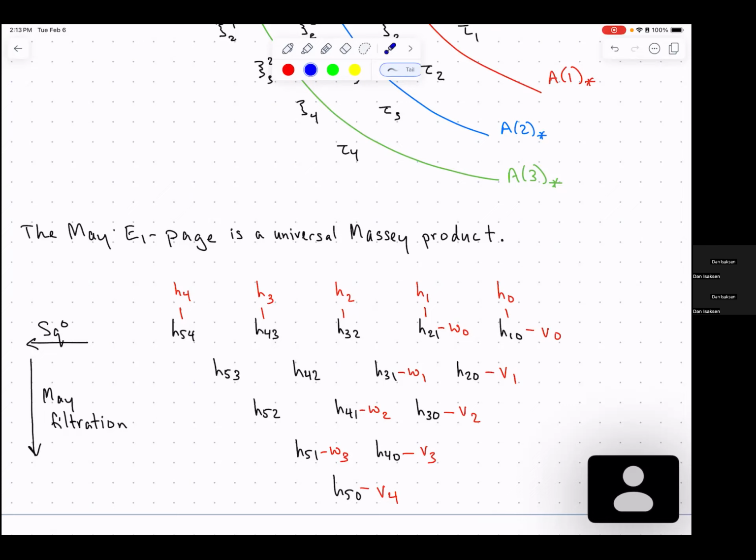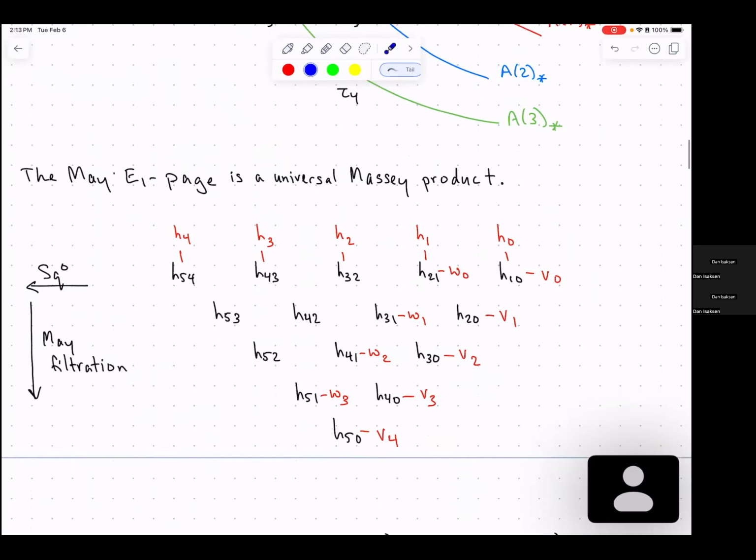Well, I mean, yeah, I don't know, but then the E2 page is the homology of this thing, which ought to be universal in some sense, or these are the invariants of something, right? Anyway, this is just a slogan. I'm just giving background on all this. We're not going to use this universal Massey product property. I'm just helping people get their bearings, get a feel for all of this.